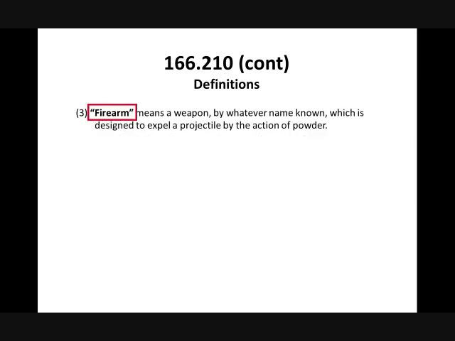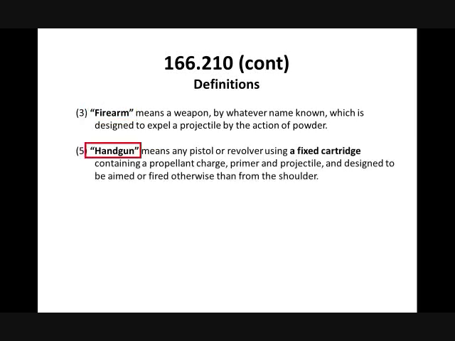A firearm means a weapon by whatever name known, which is designed to expel a projectile by the action of powder. Handgun means any pistol or revolver using a fixed cartridge containing a propellant charge, primer, and projectile, and designed to be aimed or fired otherwise than from the shoulder. So a gun that you hold in your hand.